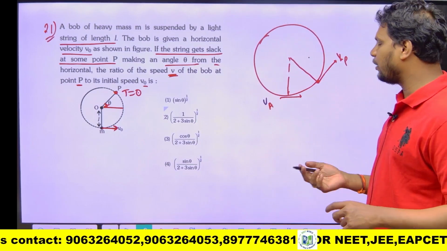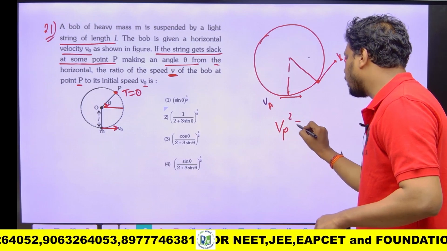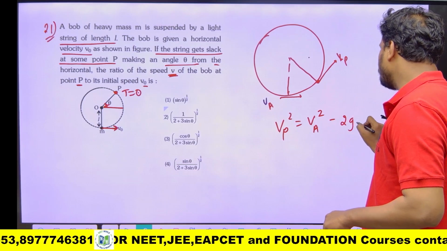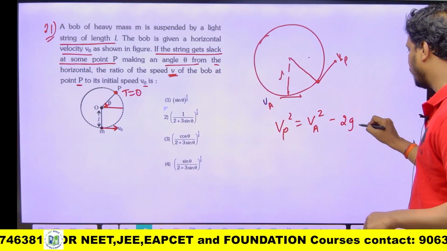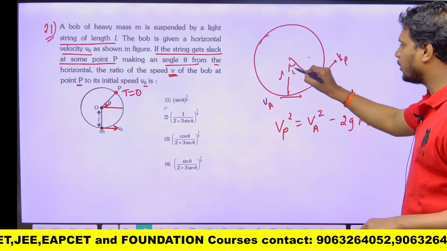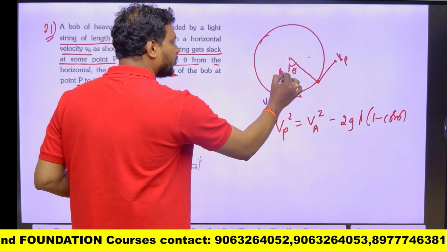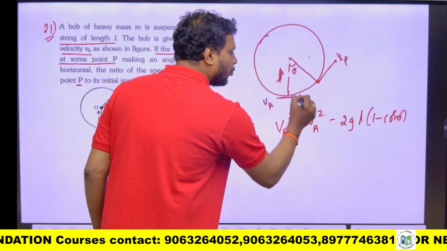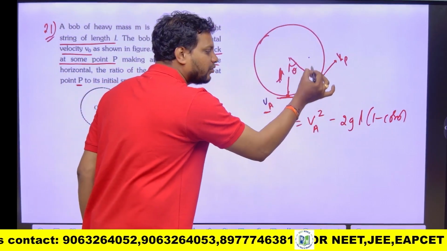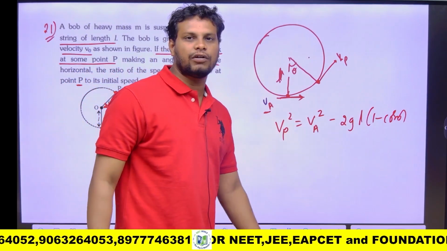Even we can do the derivation, but instead of that, I'll directly give the formula. Velocity at point P squared is equal to initial velocity squared minus 2g, taking the length as L, into 1 minus cos theta. This is the shortcut formula, and this is the angle theta. If this is the length L, at the lowest point the velocity is VA, and at any point the velocity is VP, then VP squared is equal to VA squared minus 2gL into 1 minus cos theta.